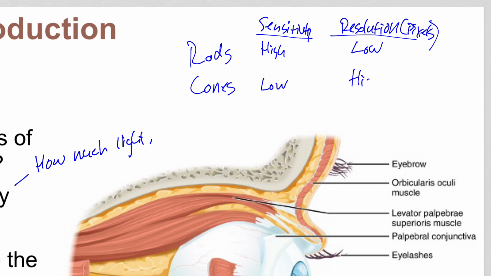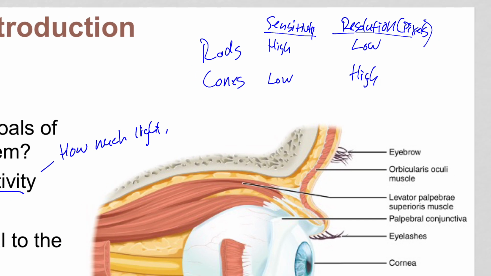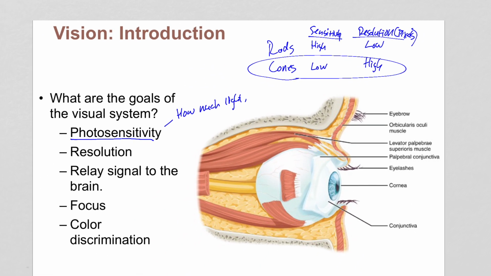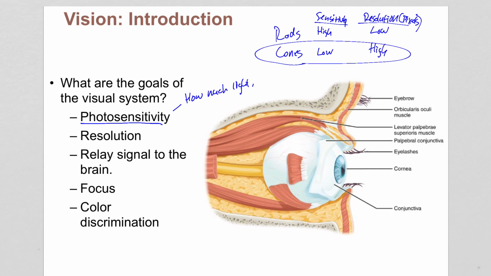Whereas cones have high resolution. So assuming the lights are bright, we have every reason to use cones. They give us better imaging. You can see everything more clearly. And the only reason that you would use the rods is if the lights are dim enough that the cones don't really work anymore. Okay, so that's sensitivity and resolution.